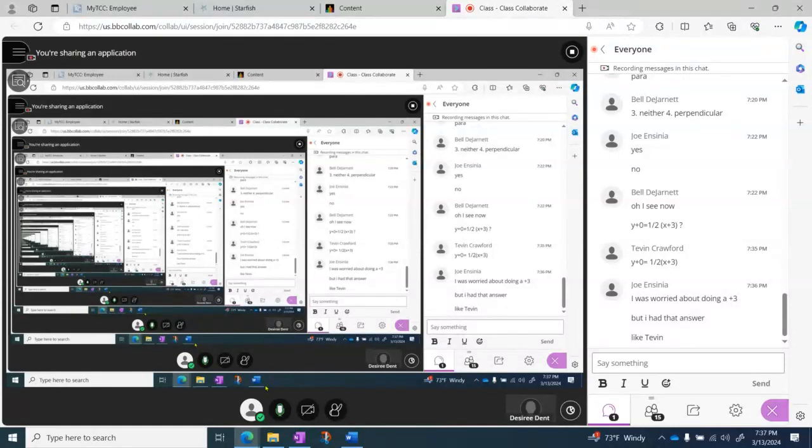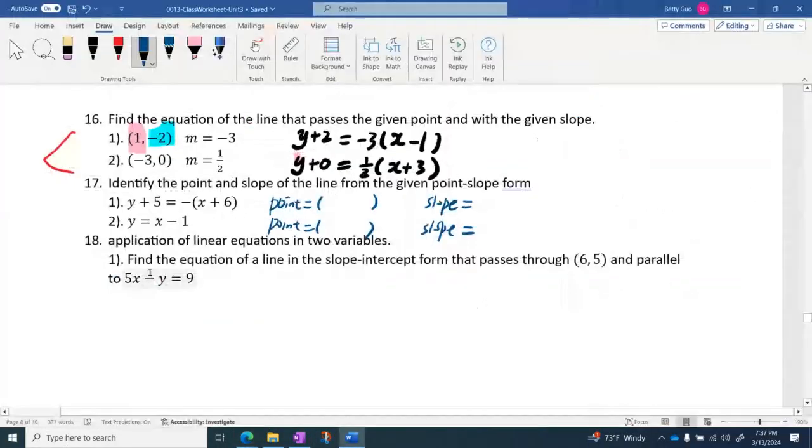Yeah, Tevin's answer is correct. That means your answer is correct as well. Okay. All right, guys. Number 17 is the opposite. You are given the point slope form, and you are identifying the point and the slope.